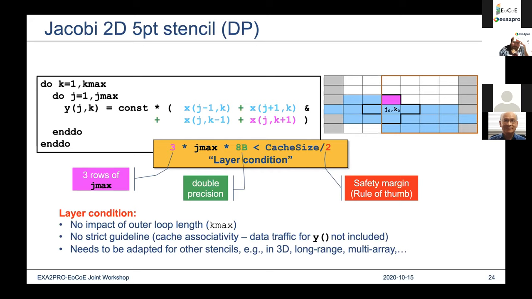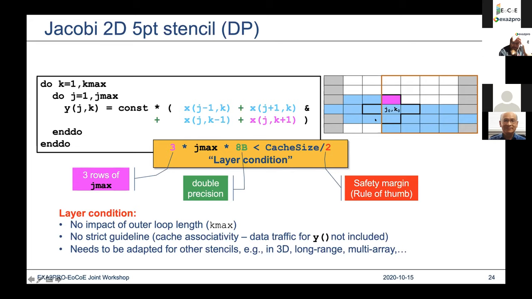The layer condition says that we don't include the Y traffic here because it doesn't matter for the load part, so for the right-hand side here. And it is only suitable for this stencil. As soon as we have a different stencil, like a longer radius, so longer arms on that side or on that side, we have to increase the number of rows we need. So the layer condition fits for this stencil.